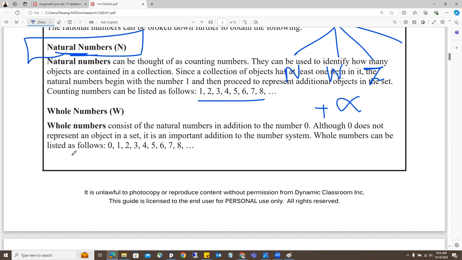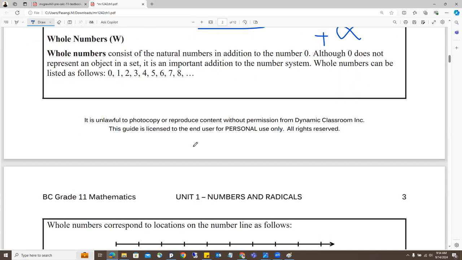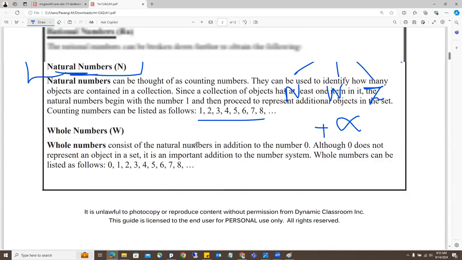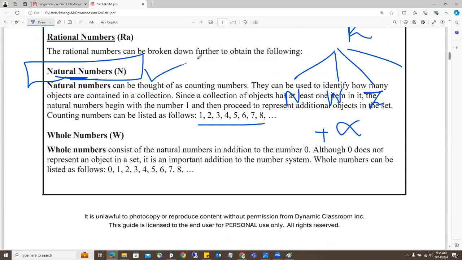Whole numbers can be listed as follows. Is it clear? Okay, so the natural numbers are here, the whole numbers are here. Both don't have minus 1, minus 2 like that, right? Both the natural numbers and the whole numbers do not have minus 1 and minus 2.